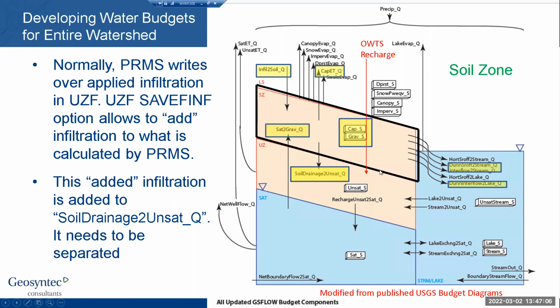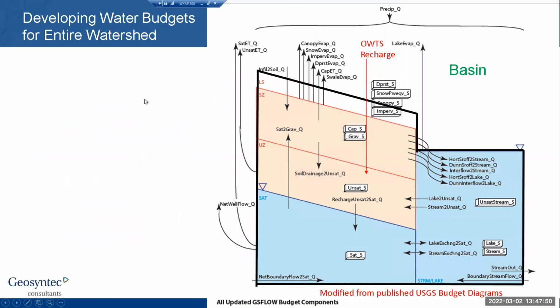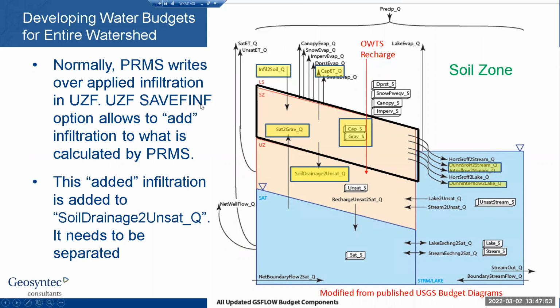When MODFLOW is integrated with PRMS in the GSFlow platform, this input in the UZF file is read, but it's no longer used. There is still a location for it, but it's no longer used because it's overwritten by the calculated recharge from the soil zone to the unsaturated zone, which is an internal calculation within GSFlow. So we knew that we needed to apply this OWTS recharge, and we found there's a new option that's only available in GSFlow. It's called SAVE_FINF.